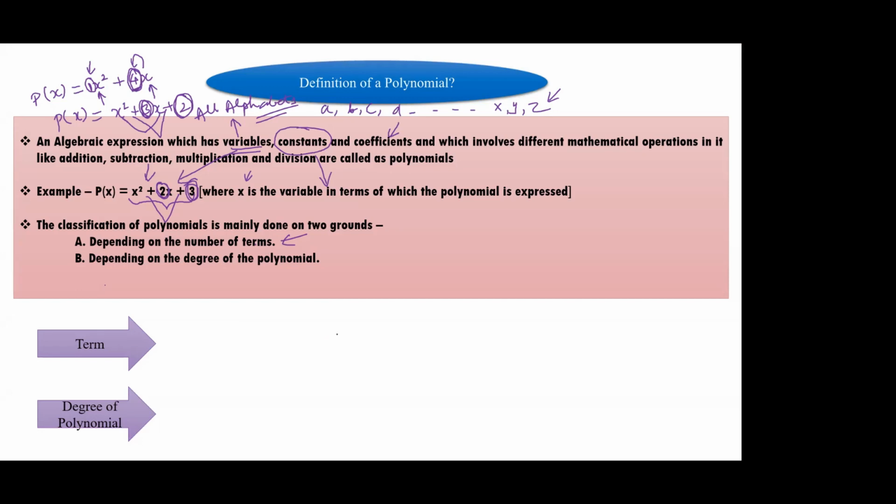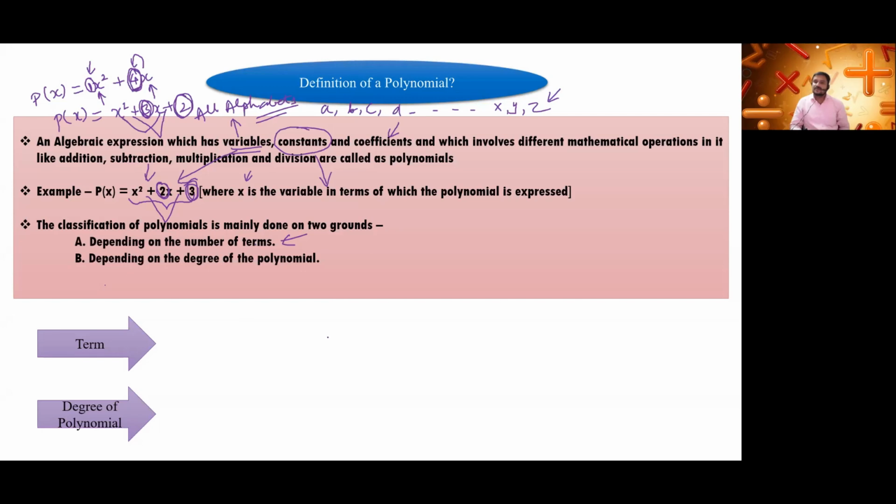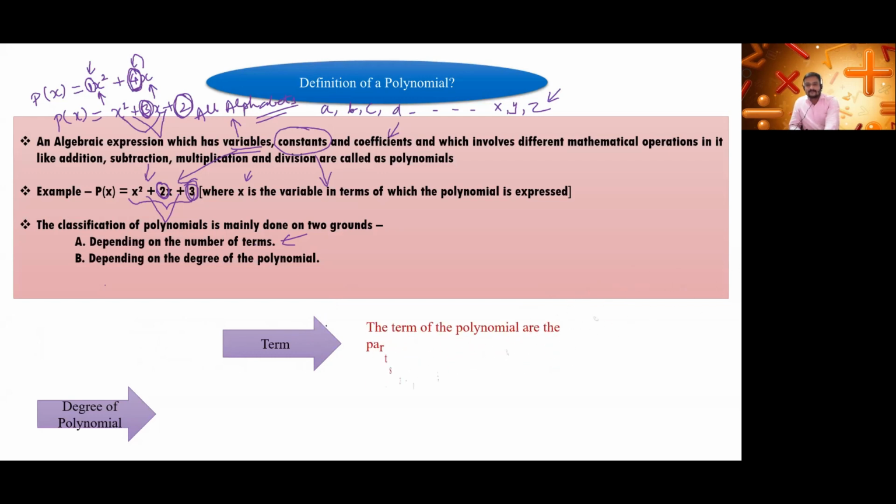Yes, sir. According to the number of terms, polynomials are classified as monomial, binomial, trinomial, and so on. Correct. Okay, so the first classification according to the terms is monomial, binomial, and trinomial. Now here, what is a term?